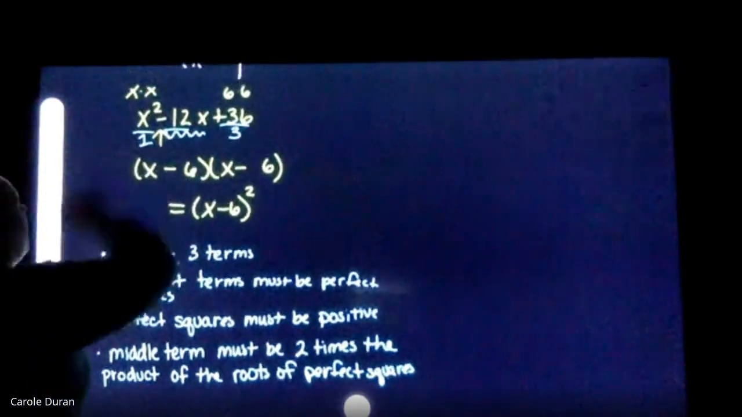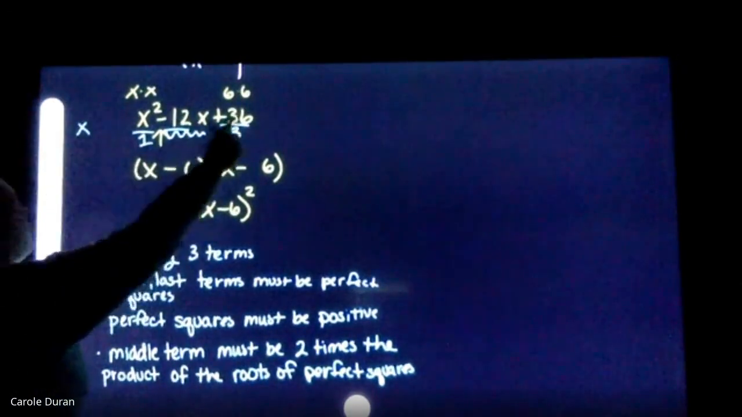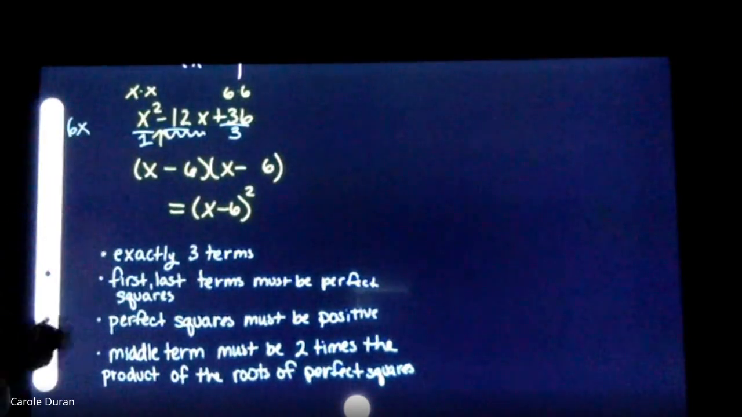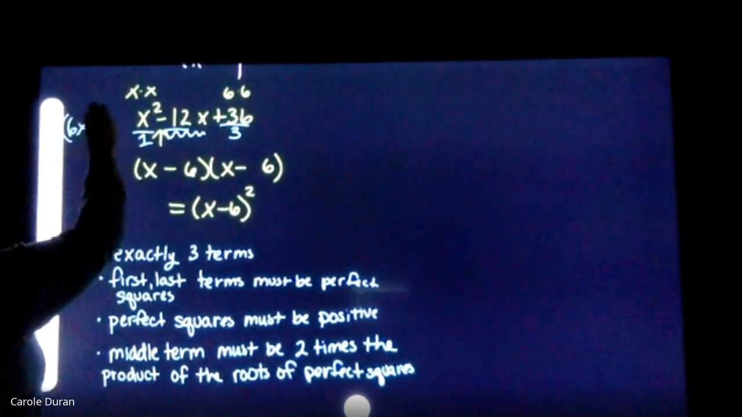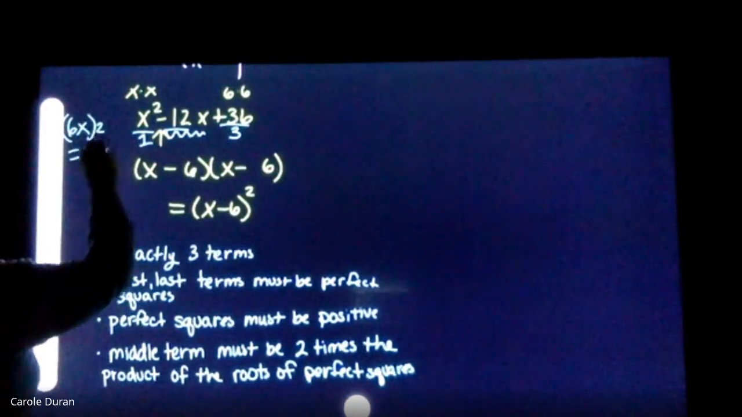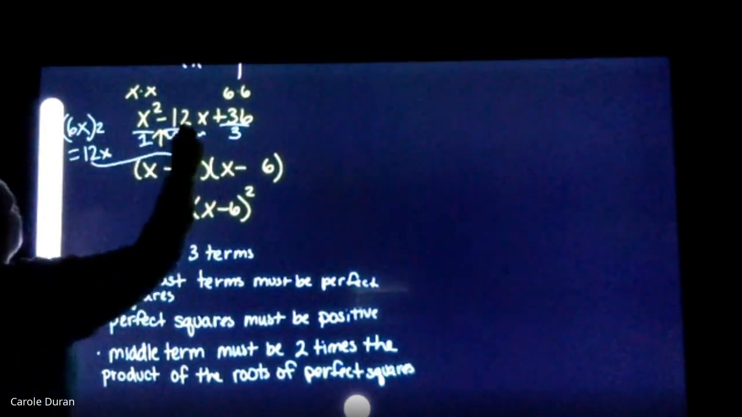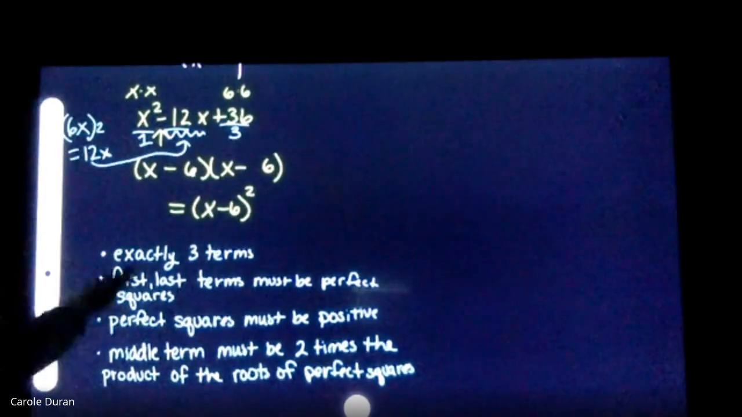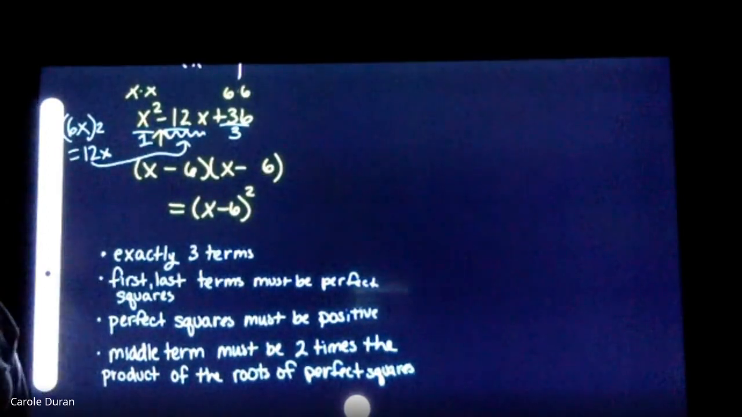The root of x squared was x. The root of 36 is 6. 6 times x is just 6x. If I take that and multiply it by 2, guess what? I get 12x, which matches the middle term that I had in that trinomial. So that one was in fact a perfect square trinomial. It has to fit all of these characteristics in order to be considered that.